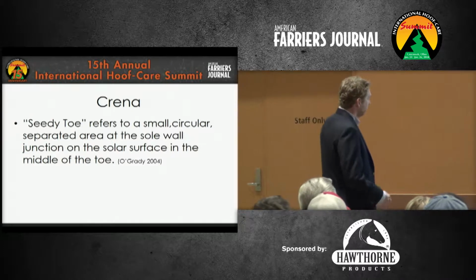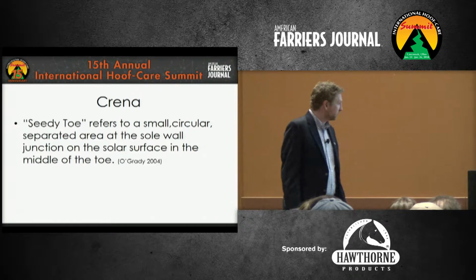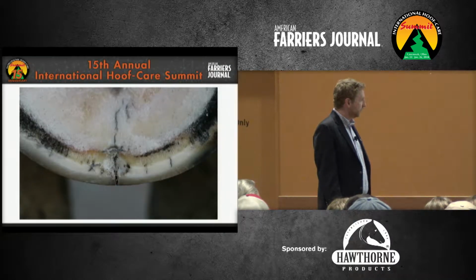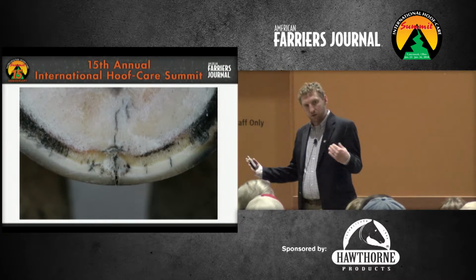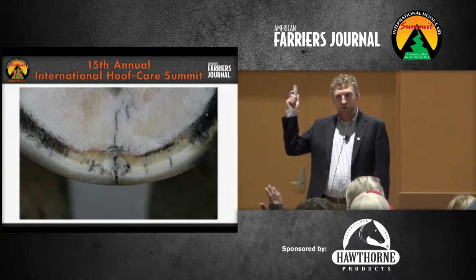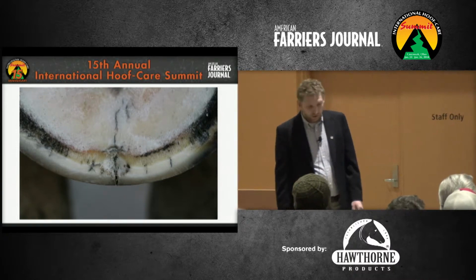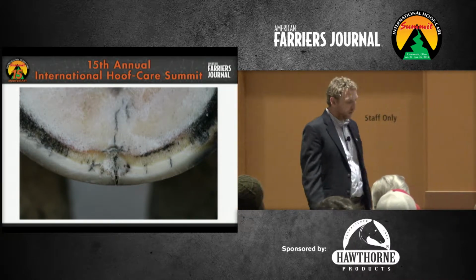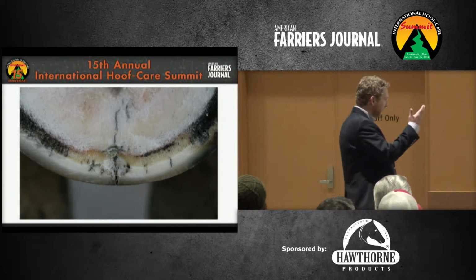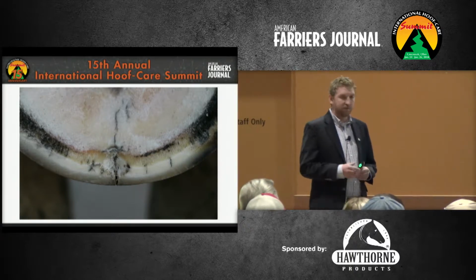Okay, so we'll talk a little bit about it. O'Grady defines CD toe as a small circular separated area at the sole-wall junction on the solar surface in the middle of the toe. Okay, so something that looks very similar to this. How many of us see this on a fairly regular basis? Okay, and so we all note and complain that this area is very likely to succumb to white line disease. It's an area with a degraded, weak attachment. It does have this weak, flaky hoof wall.